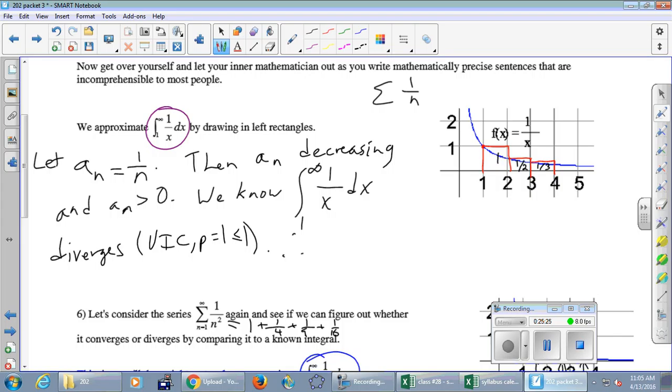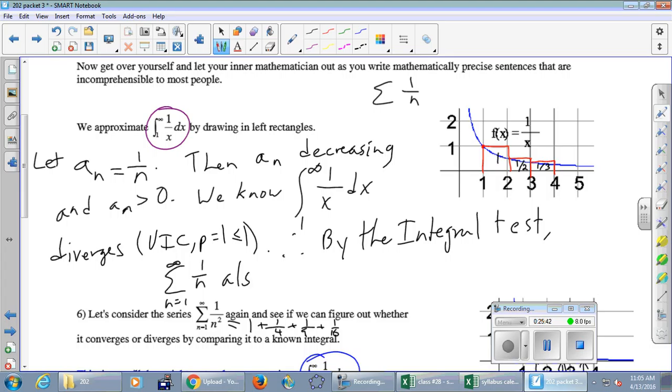Therefore, by the integral test, our series, and we're just going to copy it, the sum of 1 over n from n equals 1 to infinity, also does what? Diverges. UIC was our useful integrals for comparison.